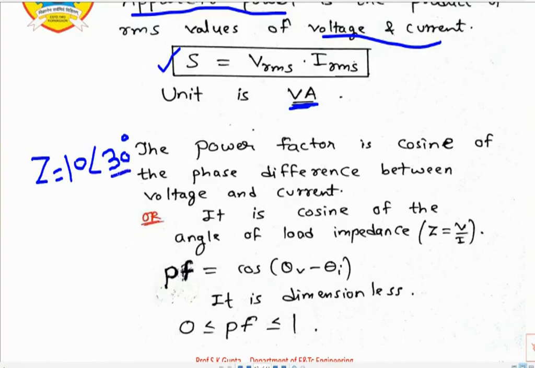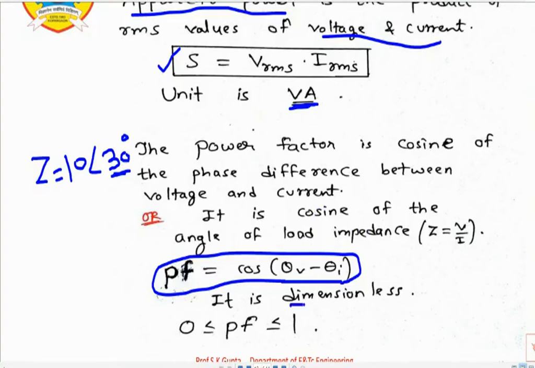From where has this formula come? The formula is simple. Z equal to V by I. So whenever the angle of current comes in the denominator, that gets subtracted. So Z has an angle of theta V minus theta I, which is the same as per our definition. That's why the cosine of the impedance angle is also called the power factor.